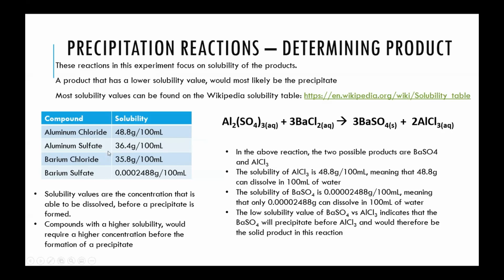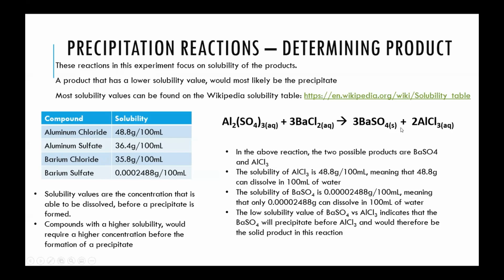And these are the numbers at 20 degrees for the solubility of each one of these compounds. You have the aluminum chloride being able to dissolve 48.8 grams in 100 milliliters of water. Aluminum sulfate is able to dissolve 36.4 grams. Barium chloride 35.8, and barium sulfate 0.0002488 grams in 100 milliliters.